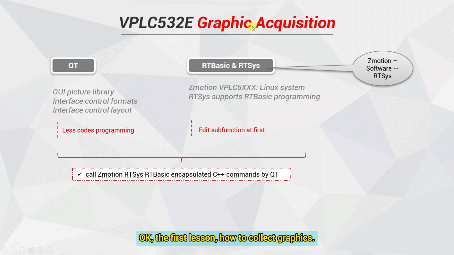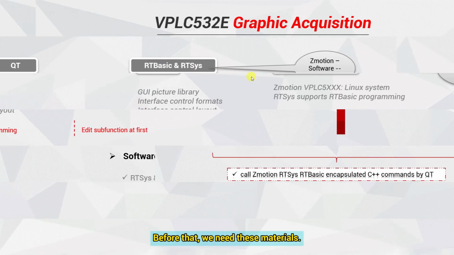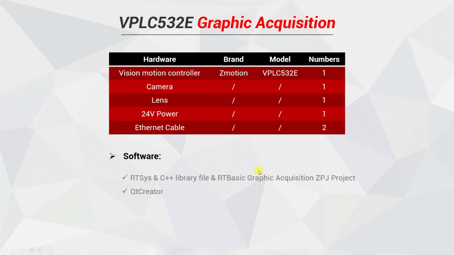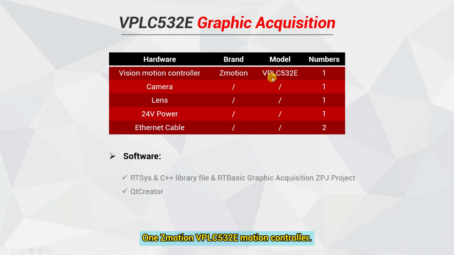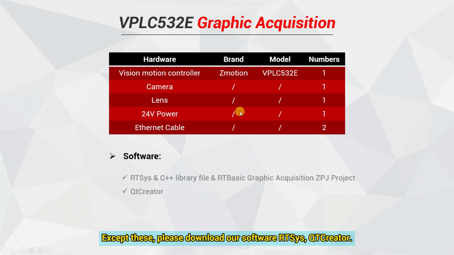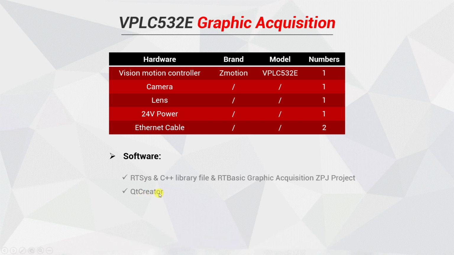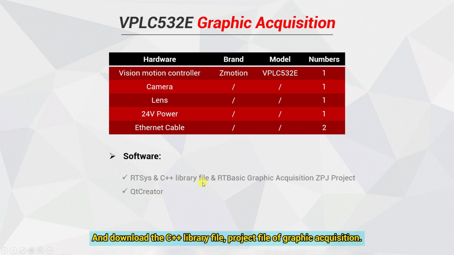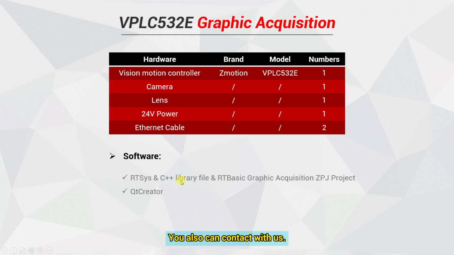Okay, the first lesson: how to collect graphics. Before that, we need these materials: 1 Z-Motion VPLC 532E motion controller, 1 camera, 1 lens, 1 24V power, 2 cables, and others. Except these, please download our software RT-Sys and Qt Creator, and download the C++ library file and project file of graphic acquisition. They can all be obtained from the Z-Motion website download page. You also can contact us.